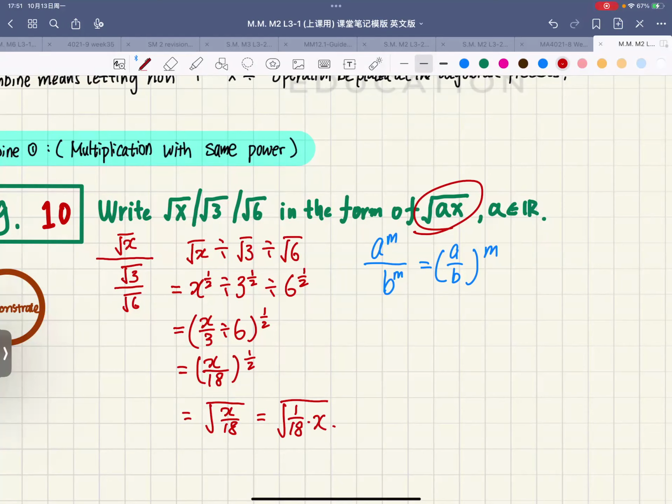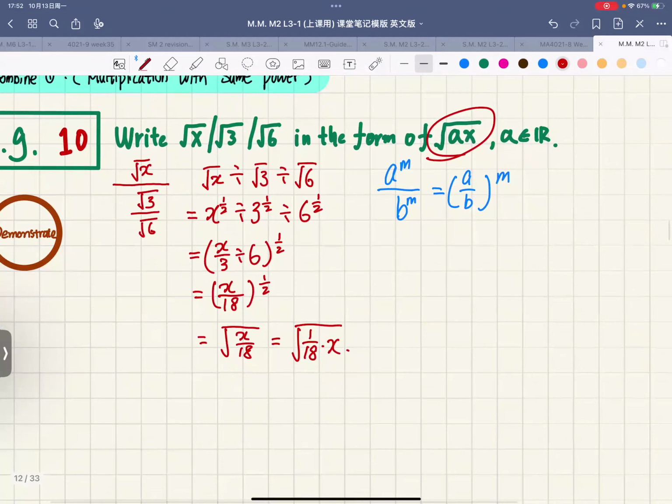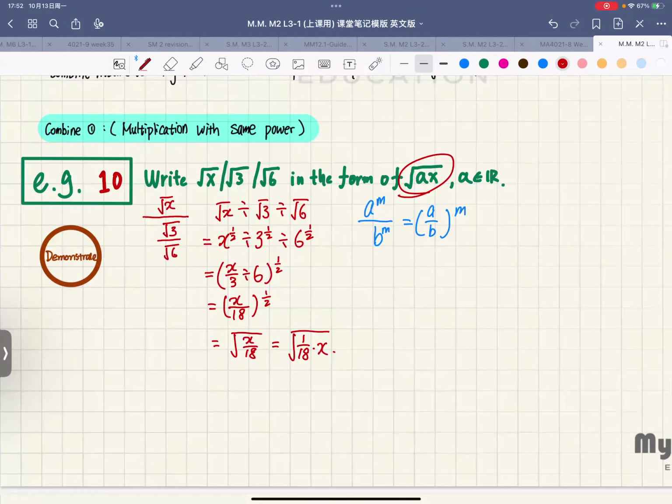Any questions? Basically, in the exam, you will not see any question like this, but you need to use the technique or formula we used in this particular question to solve a big question. There's just one question to test this particular knowledge. Can I move on? Yes? Okay.